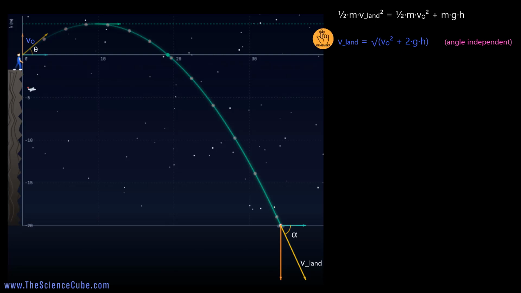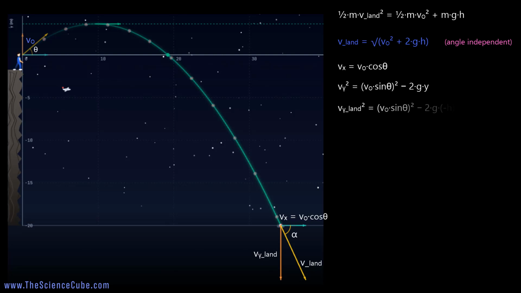Memorize that. Now, if the question asks for landing angle, energy conservation isn't enough. Energy gives speed, not direction. So we go back to components. Vx at landing equals v naught times cosine theta, unchanged from launch. Vy at landing, use Vy squared equals v naught sine theta squared minus 2 times g times y, with y equals minus h. Vy squared equals v naught sine theta squared plus 2 times g times h.